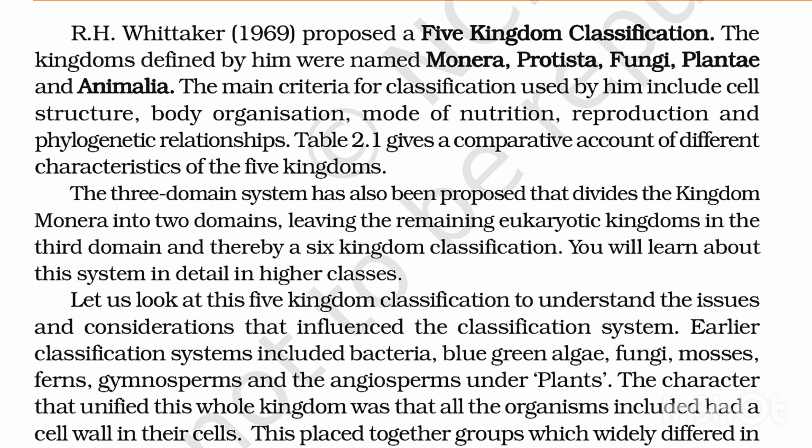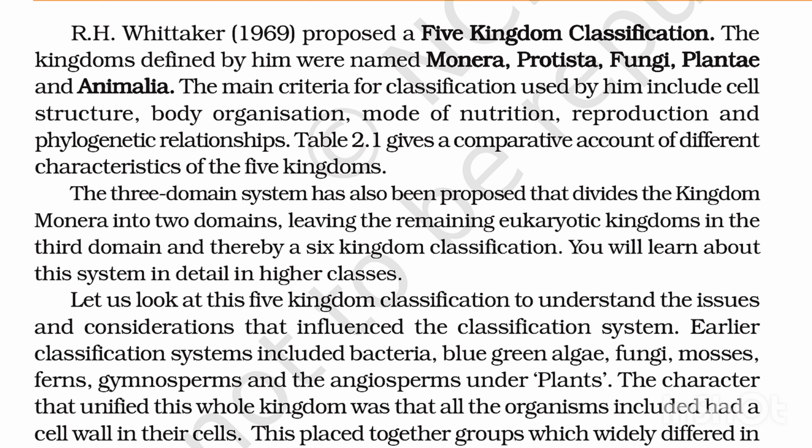The 3-domain system has also been proposed that divides the kingdom Monera into 2 domains, leaving the remaining eukaryotic kingdoms in the 3rd domain and thereby a 6-kingdom classification. You will learn about this system in detail in higher classes. Let us look at this 5-kingdom classification to understand the issues and considerations that influenced the classification system.